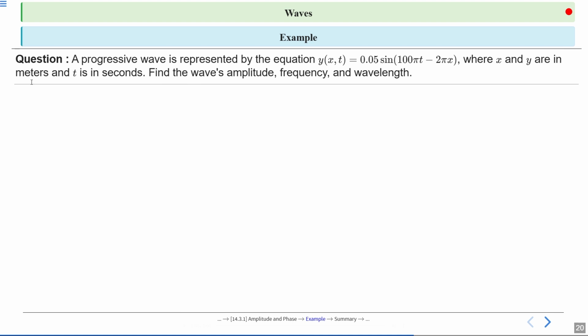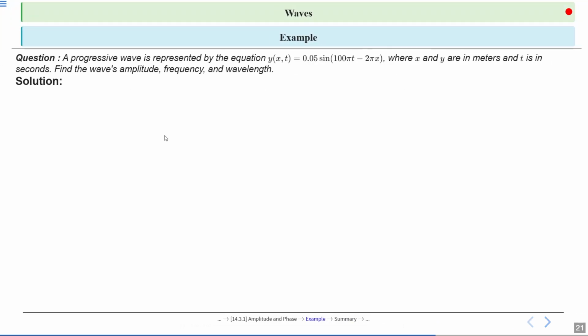Example: a progressive wave is represented by the equation y of x, t equal to 0.05 sine 100 pi t minus 2 pi x, where x and y are in meters and t in seconds. Find the wave's amplitude, frequency, and wavelength. All right. Let's see the solution.